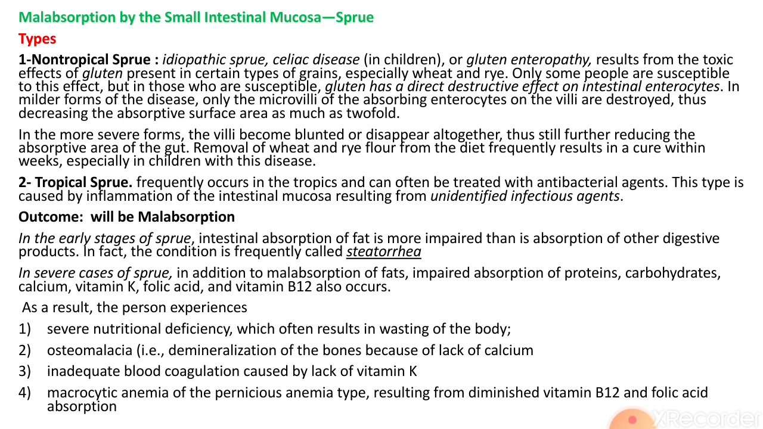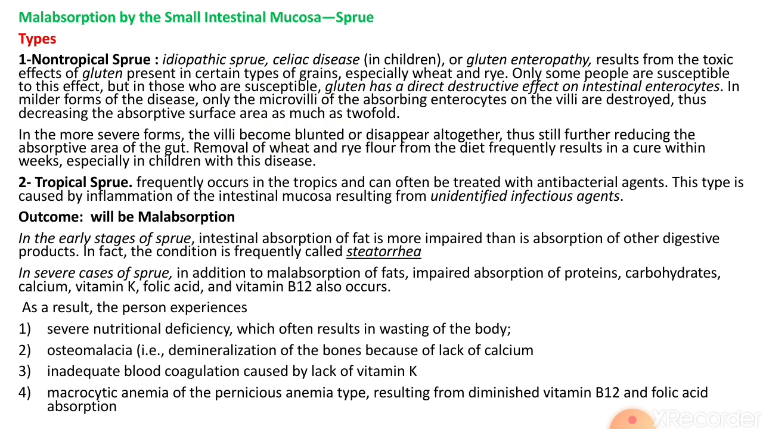In this type, we have some persons who are sensitive to gluten, and when they eat gluten, which is present in grain, especially wheat and rye, these people are susceptible to developing this type of sprue, in which there is damage in the small intestine. If the condition is mild, we have damage in the microvilli, but in severe cases, damage involves the villi, and the enterocytes are also destroyed.